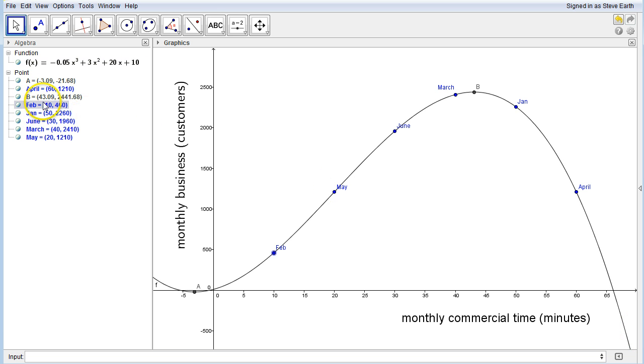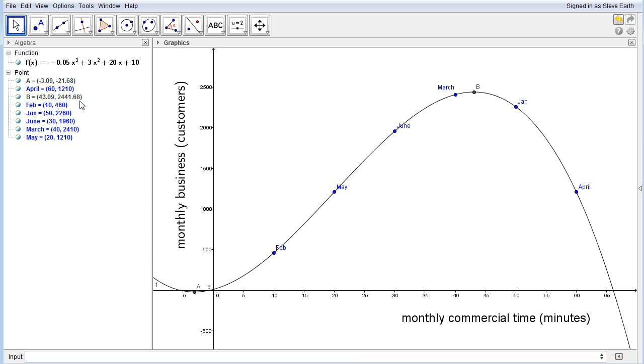So if this had been 43.1, that would have been 6 seconds, but it's not quite 0.1, it's 0.09, so it's like 5 point something seconds. I don't know exactly, but basically 43 minutes and a little more than 5 seconds. If we put that much commercial time on the air, we should achieve a maximum of 2,441.68 customers.